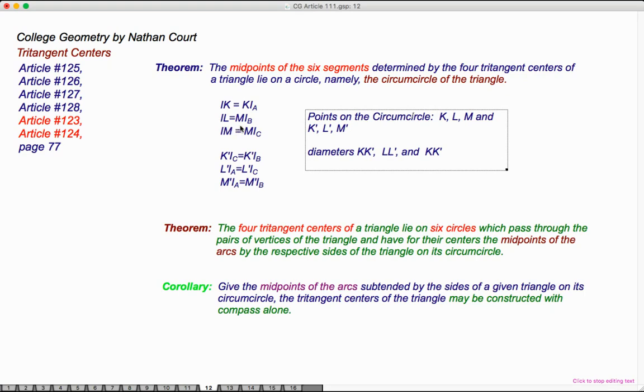The diameter I sub B has midpoint L. And finally, the diameter I sub C has midpoint M. And then here, K prime is the midpoint of segment or diameter I sub B, I sub C. L prime is the midpoint of diameter I sub A, I sub C, and M prime is the midpoint of diameter I sub A, I sub B. That's all.